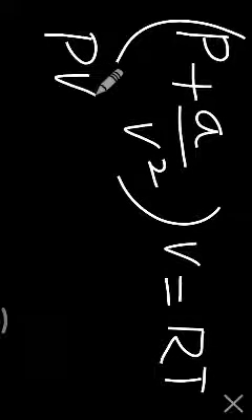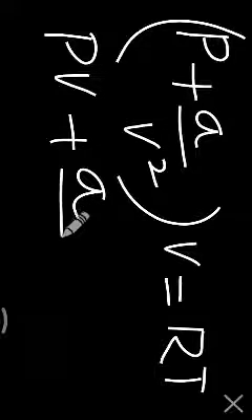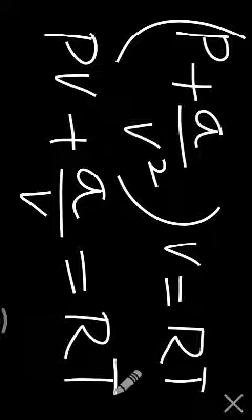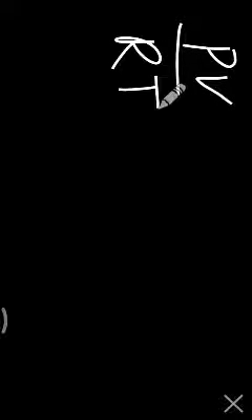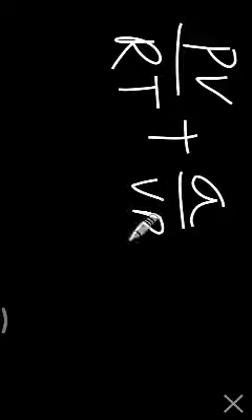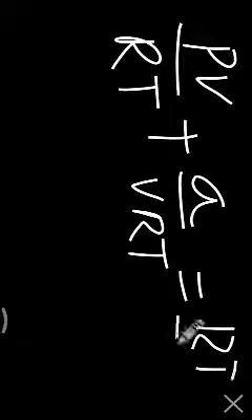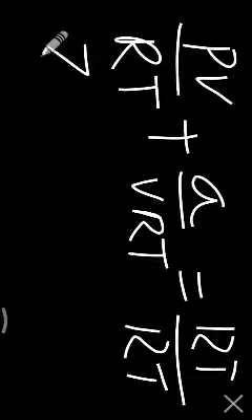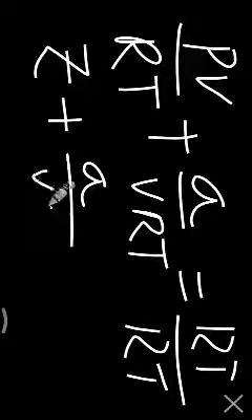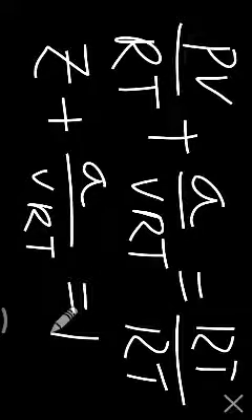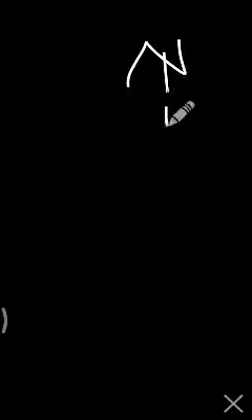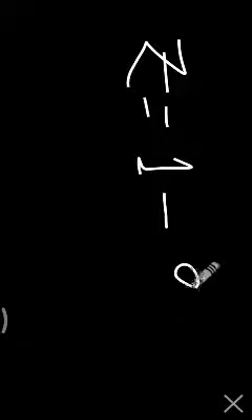Then this becomes PV plus A by V is equal to RT. Or when you divide all these with the RT term, PV by RT plus A by VRT is equal to RT by RT. PV by RT is called Z. Z plus A by VRT is equal to 1. Or you can say Z is equal to 1 minus A by VRT.